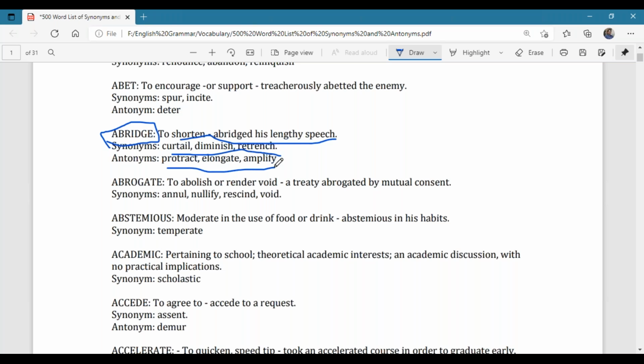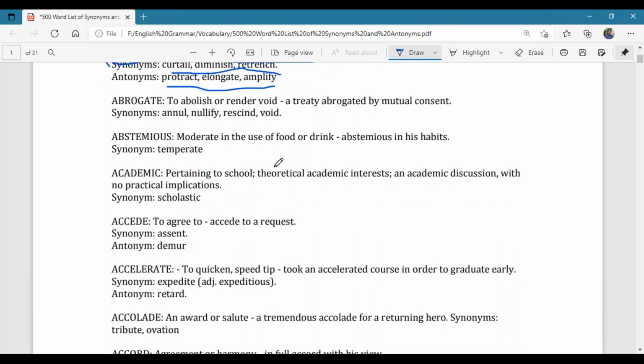Protract means to extend. Protract is also a verb. Protract means to increase the size. Okay, next.